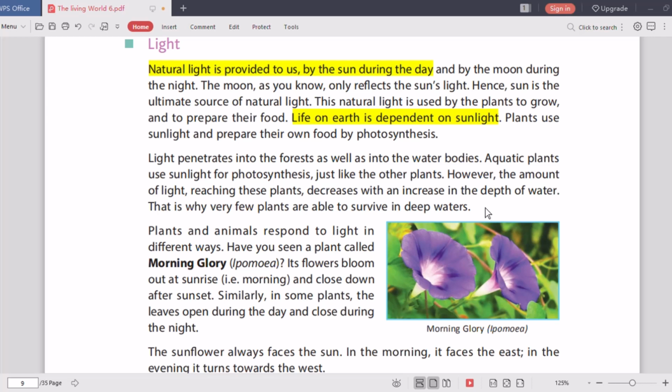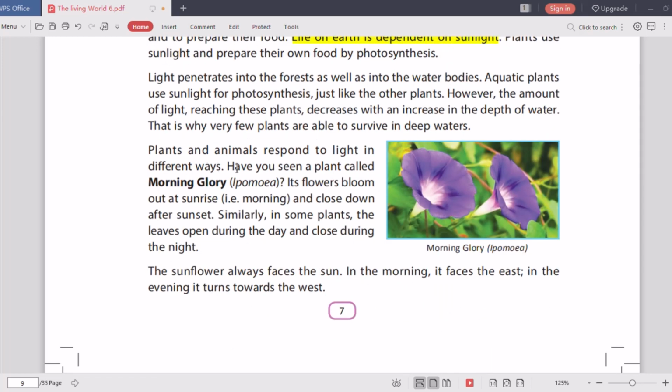However, the amount of light reaching these plants decreases with an increase in the depth of water. So plants in deep water do not survive for many days because the sunlight is not reaching them. That is why very few plants are able to survive in deep waters.